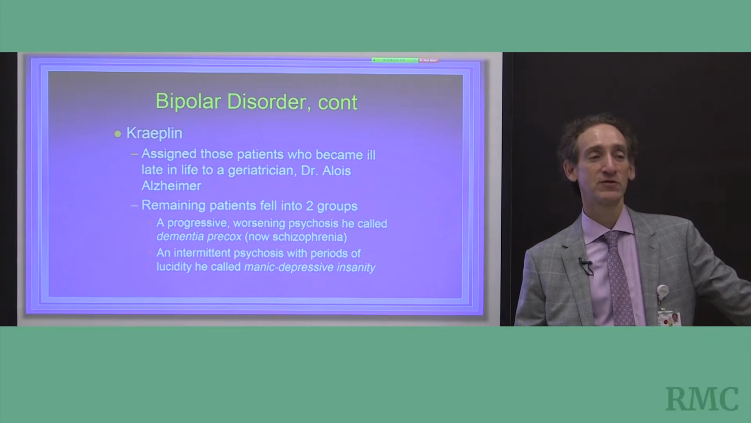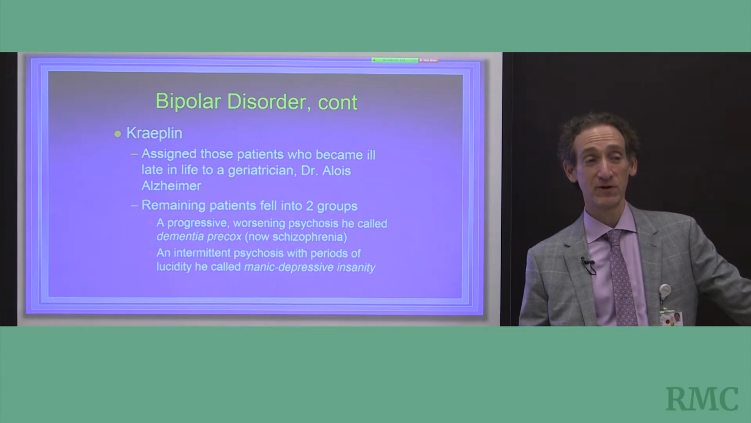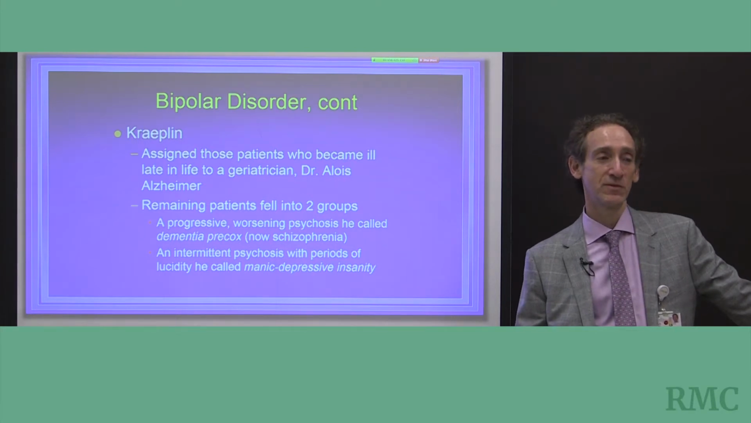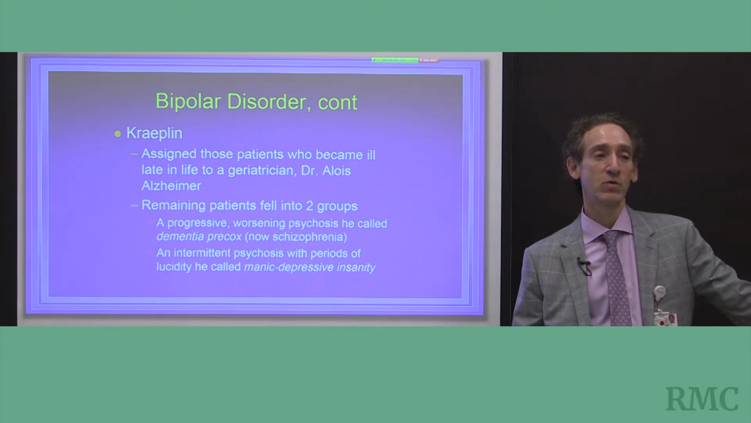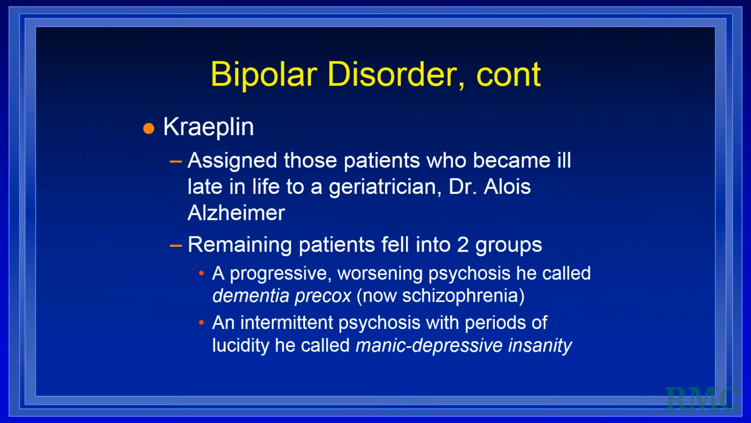He assigned those patients who became ill late in life to a geriatrician, Dr. Alzheimer, and these elderly people with psychosis were eventually found to have dementia. The remaining patients fell into two groups: the young people. One was a progressive worsening psychosis, which he called dementia praecox, we call schizophrenia. There were also patients with intermittent psychosis with periods of lucidity. He called that manic depressive insanity.